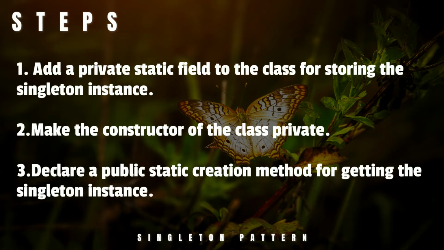So in short, we have to follow these 3 steps. The first step is to add a private static field to the class for storing the singleton instance. Second step is to make the constructor of the class private so that it's not possible to access it outside the class. The third step is to declare a public static creation method for getting the singleton instance.